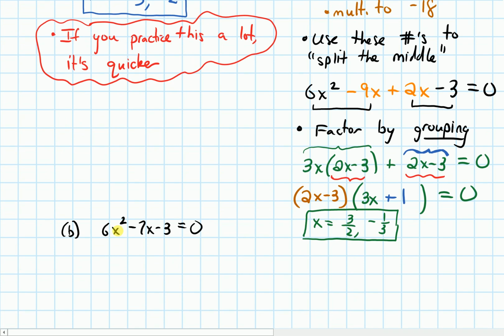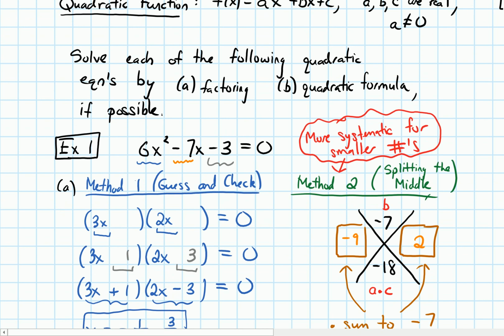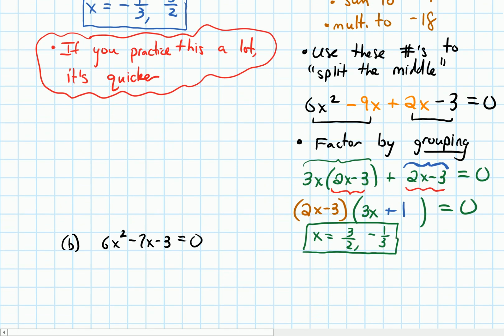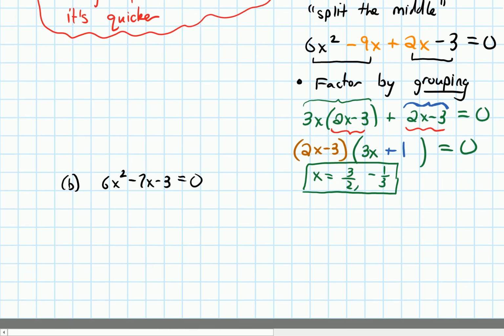So part B now, I have a different quadratic equation. Scratch that. This isn't a different quadratic equation, it's the same one. But for part B, I think we just want to solve this now using the quadratic formula. So let's also show how we can solve this with the quadratic formula. Okay, so let's first remind ourselves what the quadratic formula says. It says that x equals -b plus or minus the square root of b squared minus 4ac all over 2a. And now let's plug into this.